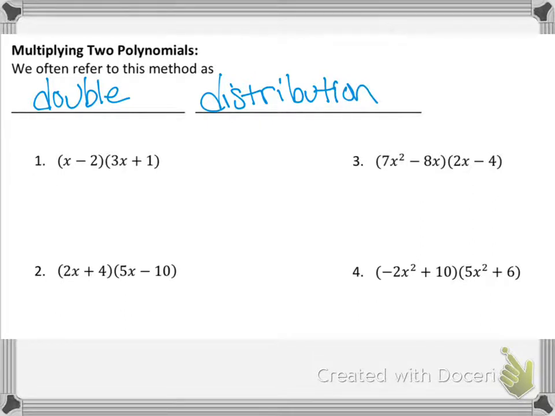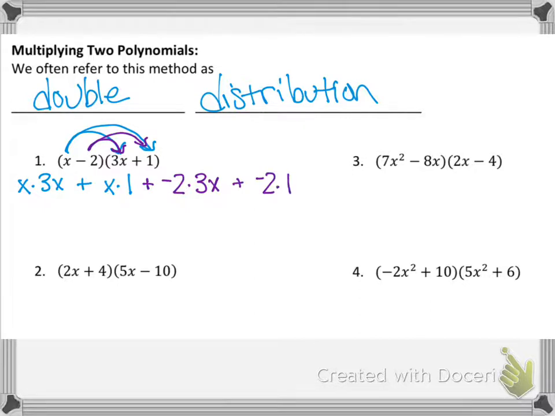I'm going to take my first term and distribute it to both my terms in that second parenthesis. So I'm going to take x times 3x, and I'm going to take x times 1. But then I'm also going to distribute my second term, negative 2 times 3x and negative 2 times 1. And so I'm going to have lots of different terms going on here.